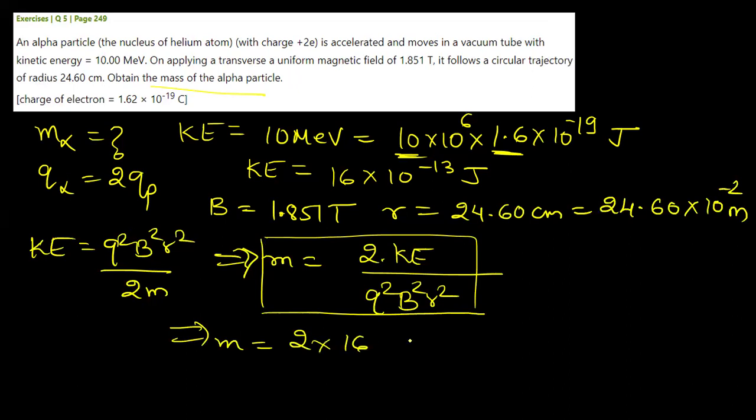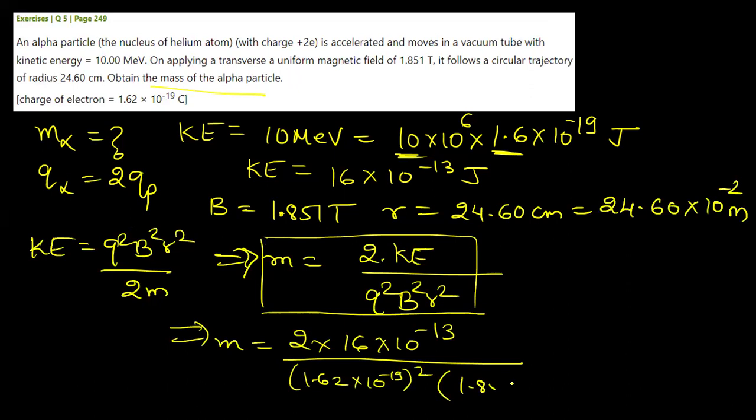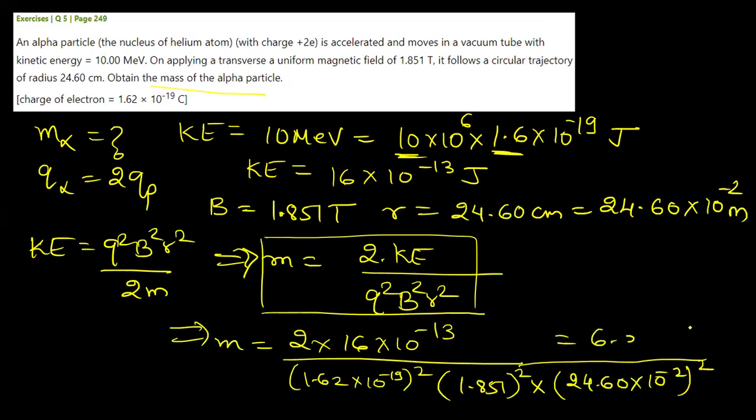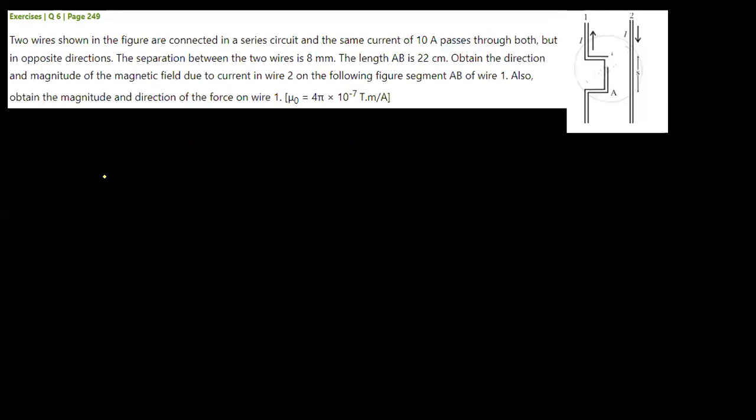m will be equal to 2 into, this will be 16 into 10 raised to minus 13, divided by 2 into 10 raised to minus 19 whole square. B square is given as 1.851 square, into R square, that is 24.60 into 10 to the power minus 2 whole square. Your answer on solving this will be nearly 6.64 into 10 raised to minus 27 kg. This will be your answer, approximately 6.64 into 10 to the power minus 27 kg.